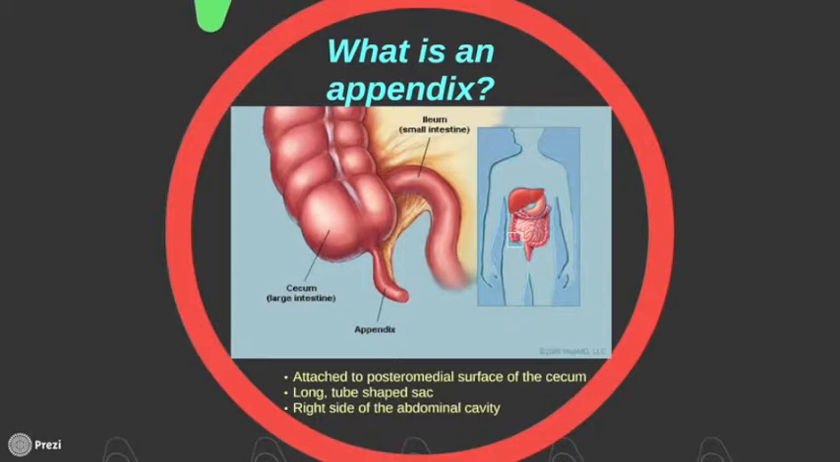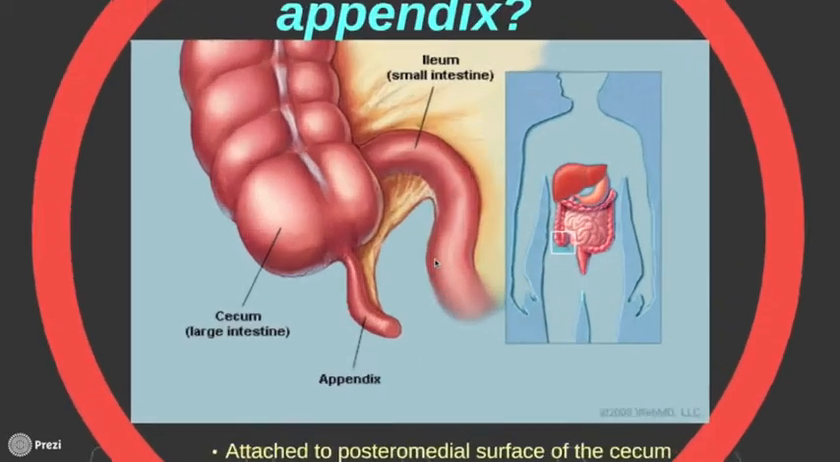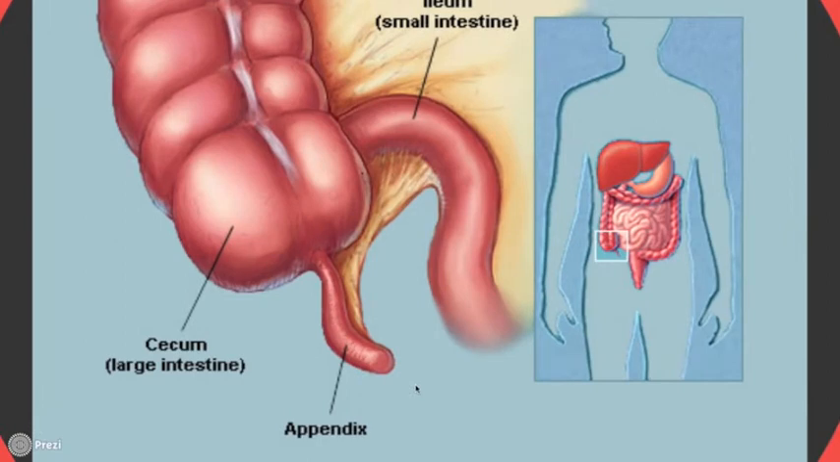The base of the appendix is attached to the cecum. However, the remainder of the appendix is free-floating. This is why there is a variation in where the appendix sits in the abdominal cavity. The actual function of the appendix is not yet clearly understood. However, there is some evidence suggesting that it plays a role in the immune system.